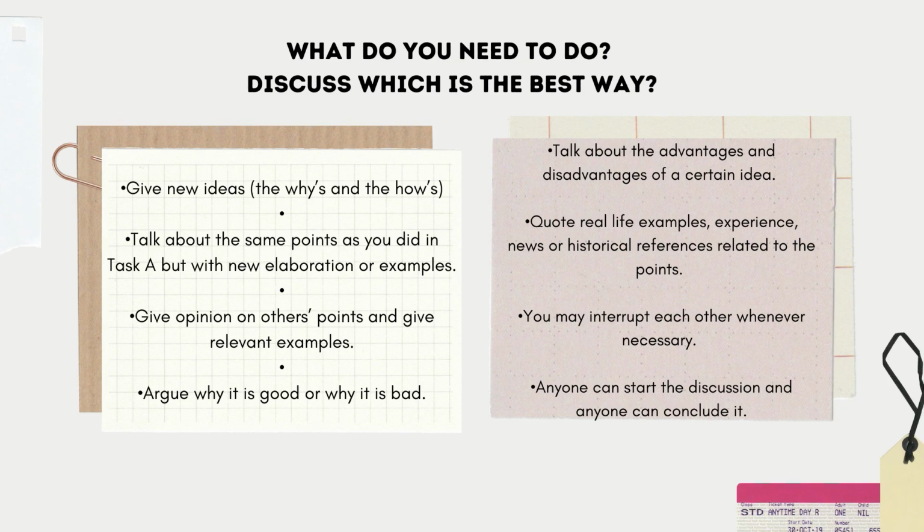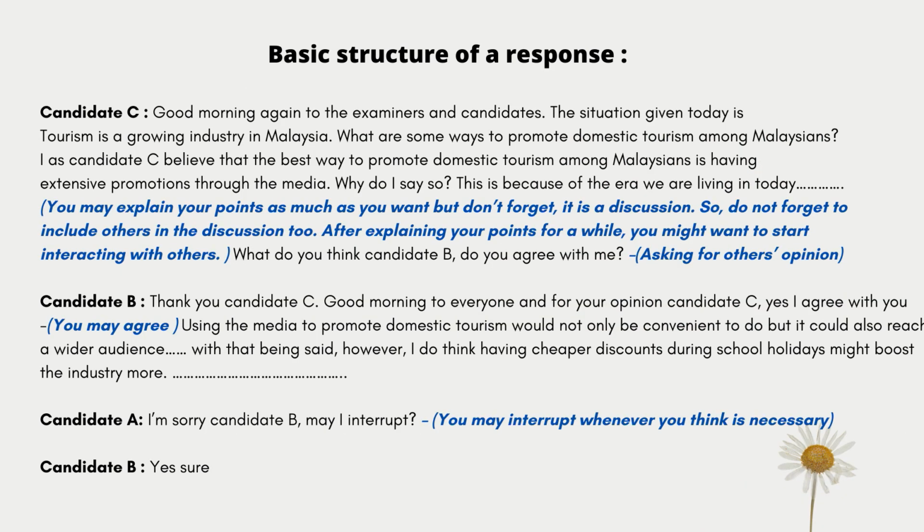You may interrupt each other whenever necessary. And here, anyone can start the discussion and anyone can conclude it. This is a basic structure of a Task B response. But try to remember that it is a group discussion, therefore try not to dominate the conversation and try not to speak too little as well. Just have fun with it, interact with each other, and get everyone to be involved.